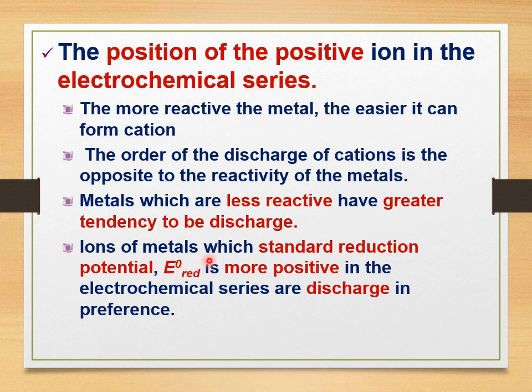Ions of metals which have a more positive standard reduction potential E° red in the ECS are discharged in preference. So, same as the galvanic cell, we are able to predict which part of the electrolysis cell is going to increase in mass or produce more volume of gas.